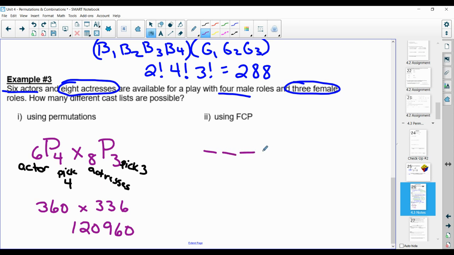1, 2, 3, 4, 5, 6, 7. And we have, for the males, 6 choices, 5 choices, 4 choices, and 3. And then for the females, we have 8 choices, 7, and 6. So we can multiply these out. Notice we can't use factorial notation because we're not taking everyone and arranging them. We're just choosing a select few. So if we multiply this all out, we will also get 120,960.